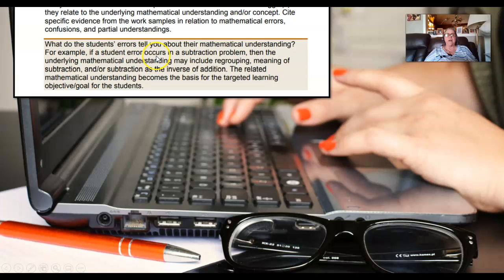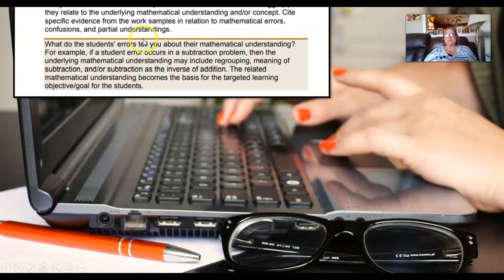For example, if a student error occurs in a subtraction problem, then the underlying mathematical understanding might be regrouping, just understanding what subtraction is, or maybe not understanding that subtraction is an inverse of addition. What do you think is the underlying problem? And then from that, this is going to become the basis of your targeted learning objective or goal that you're going to use next in your re-engagement lesson.